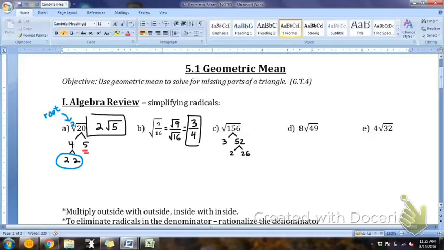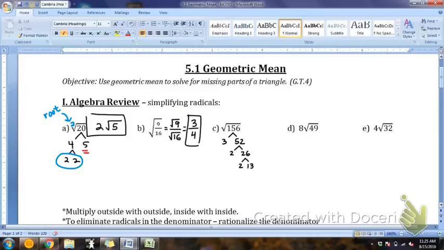What makes 26? 13 and 2. So again, we're looking for a pair of things. Do I have a pair of anything? I have a pair of 2's, but they didn't come from the same root, did they? Does that matter? It doesn't matter. You're right.